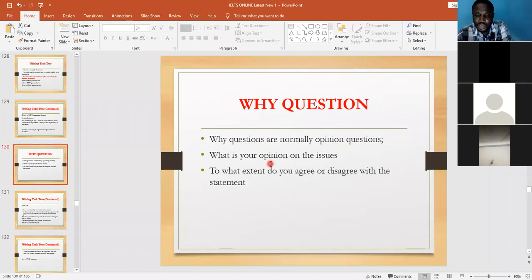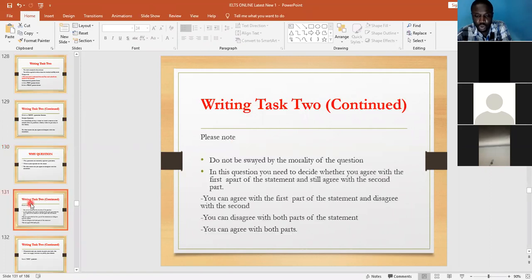I said why questions are normally opinion questions. What is your opinion on this issue? Or what do you think? Or to what extent do you agree or disagree? Yes, those are why questions.